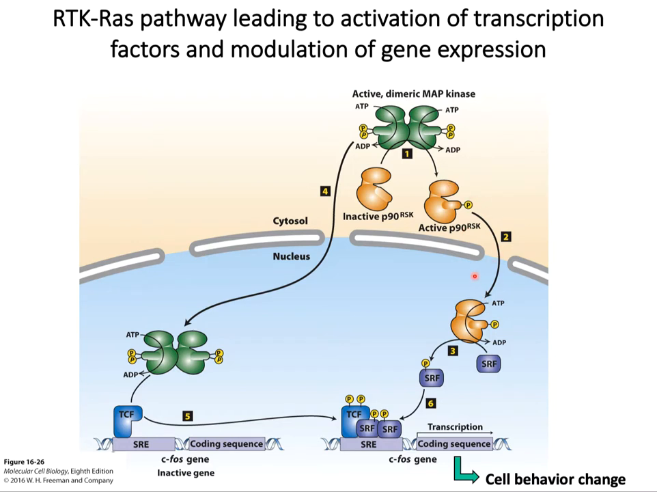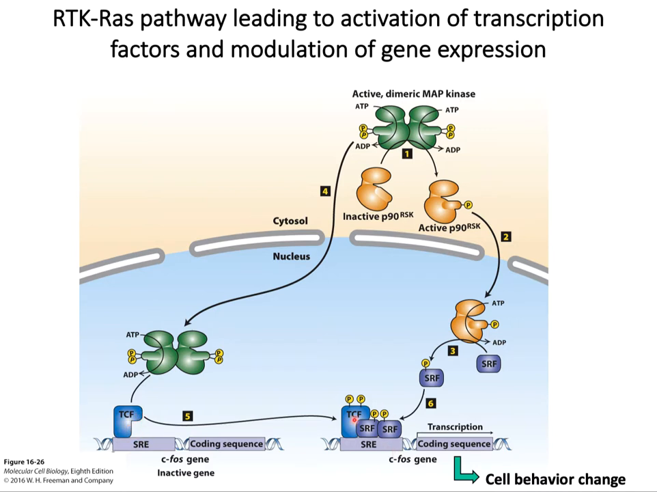The active P90 then moves into the nucleus and phosphorylates SRF, which is serum response factor, a transcription factor. Now, second, in steps 4 and 5, MAP kinase translocates into the nucleus and phosphorylates TCF, which is the ternary complex factor. This is a transcription factor already bound to the promoter of the CFOS gene.